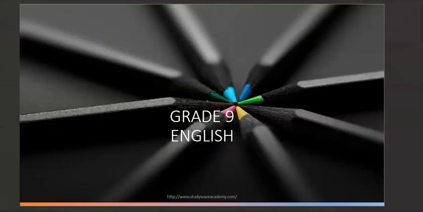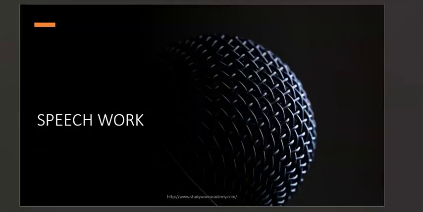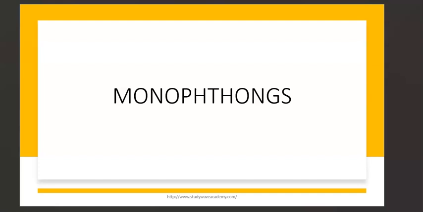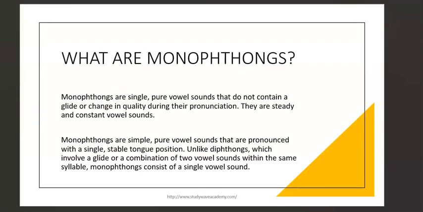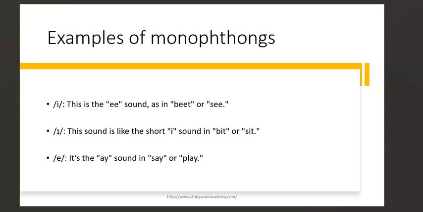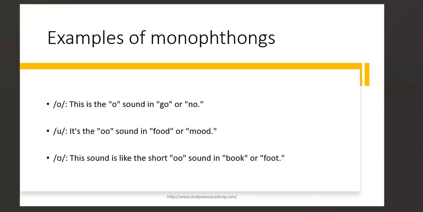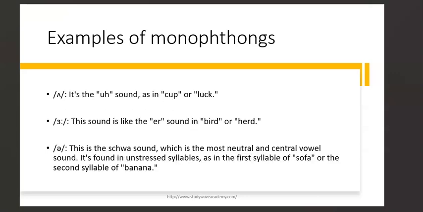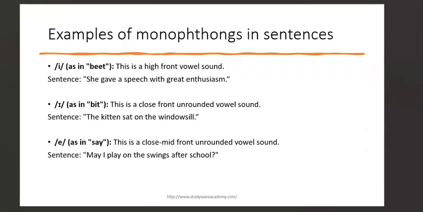Welcome to our English class, and let's continue learning about the speech work. Basically we're talking about monophthongs and what they are. I told you what they are, I even gave you examples and how to pronounce them. These are the various examples I gave you. Right now we are looking at these examples in sentences. How do we pronounce them when they're in sentences? How do we utter these sounds? I gave you the words like beat and say.